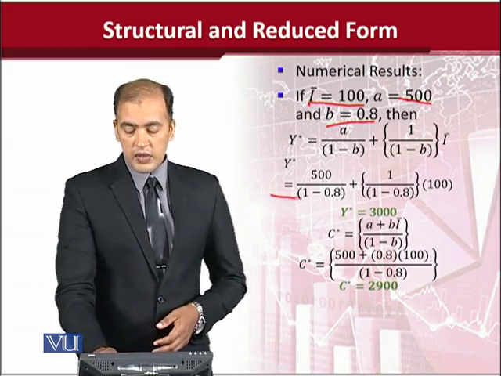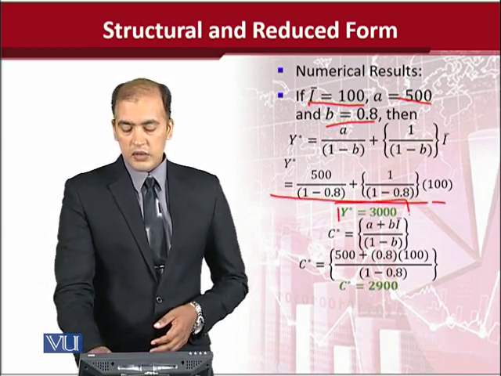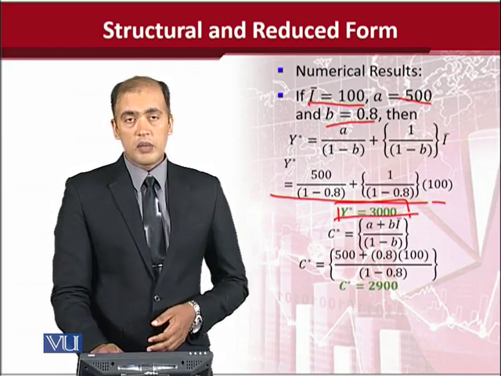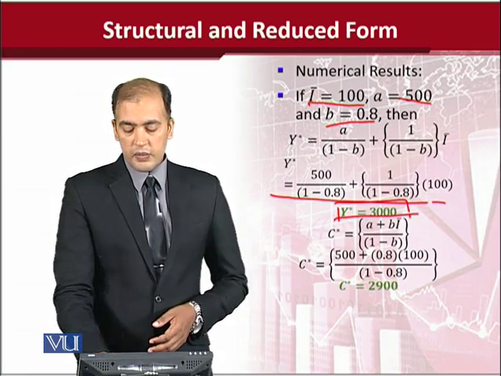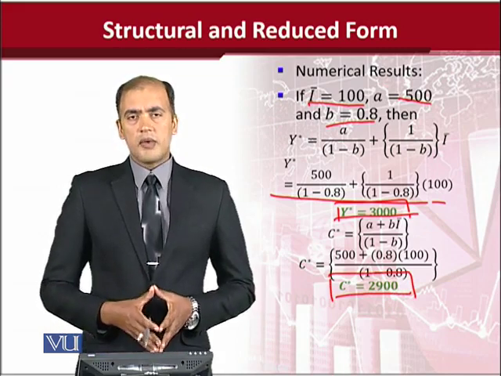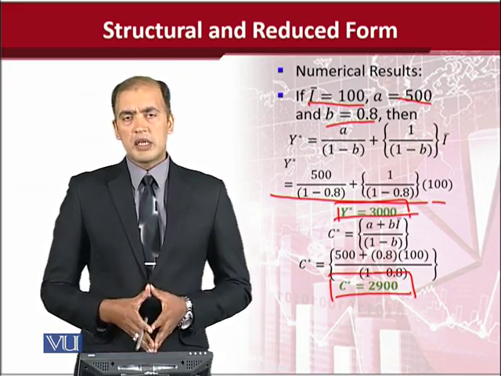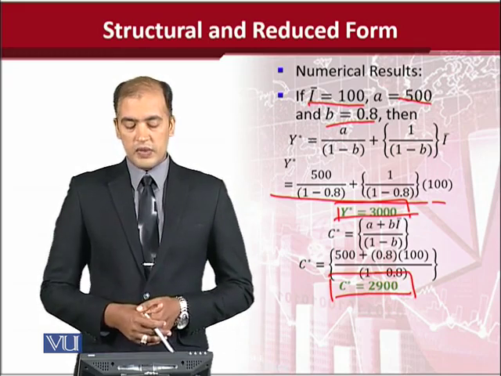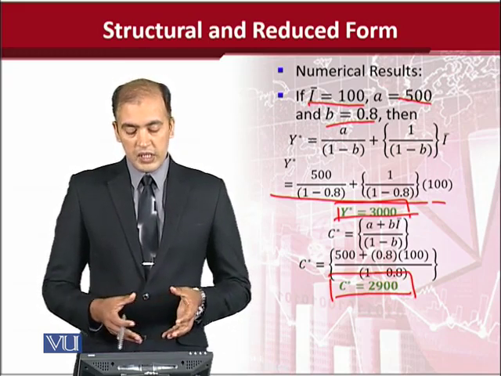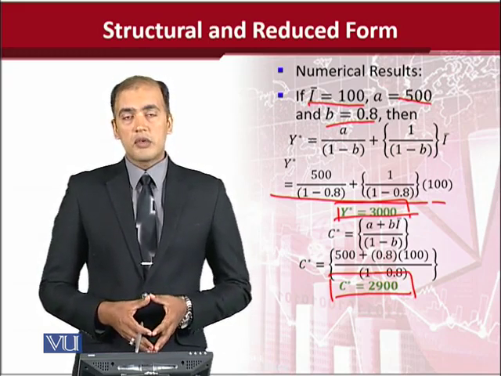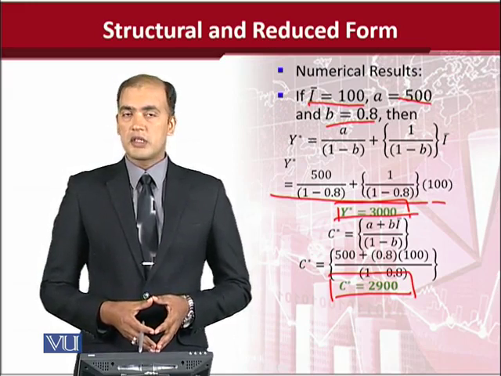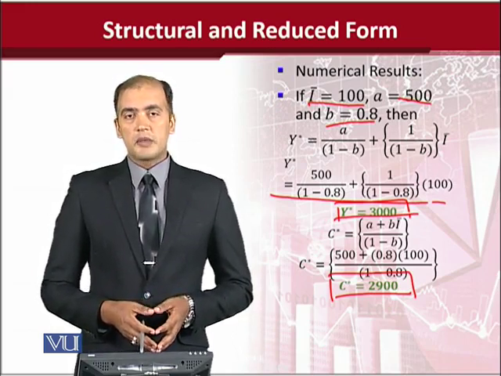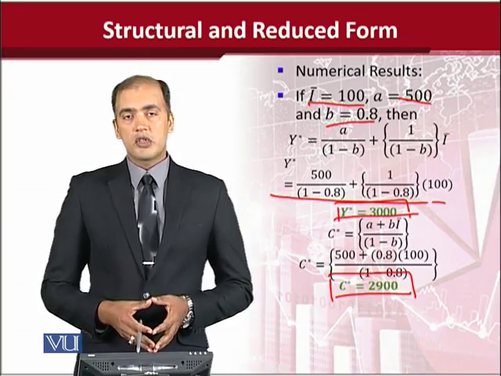Once we do that, we get the numerical value of the first endogenous variable, that is Y, and if we put the values in the other equation, that is the formula for C, we shall get the numerical result which is in front of us. So in this way, we can see that we can also get to the numerical values of the endogenous variables, and that is by reducing them from the structural equations.